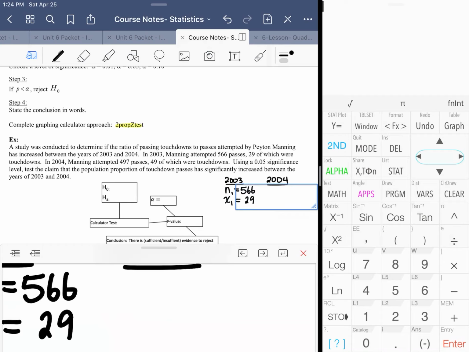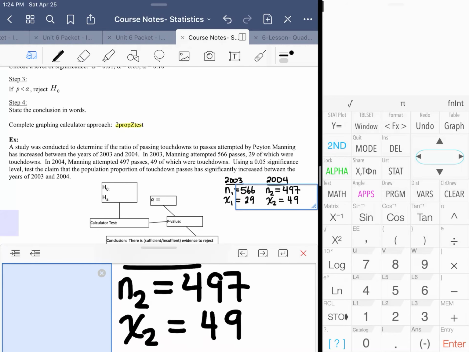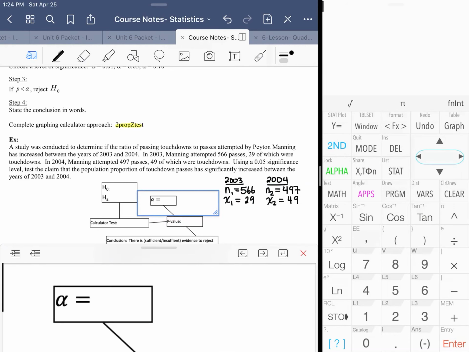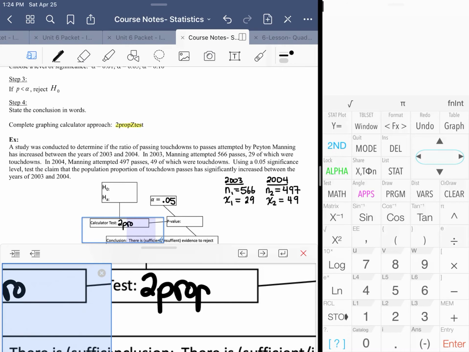But if you don't know, it's a score, some kind of score. If you equate it to soccer, I guess it's the equivalent of a goal. In basketball, it's the equivalent of getting a basket. But it's a positive outcome. All right. So n2, 497 trials, 49 successes. Alpha is 0.05, so I'm just going to jot that right down immediately.